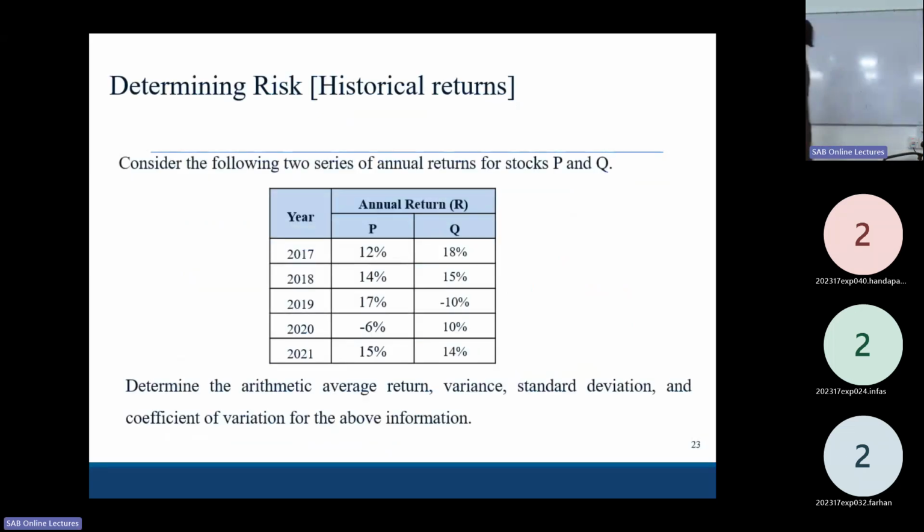Look at this one. This is based on the average past information. So you are given return for two companies, P and Q, for the past 5 years. Right? For the past 5 years. So when you calculate this, the return includes two components. What are those? Now if you take the return for company P, 2017, 12%. So this 12% included two components. What are the components?